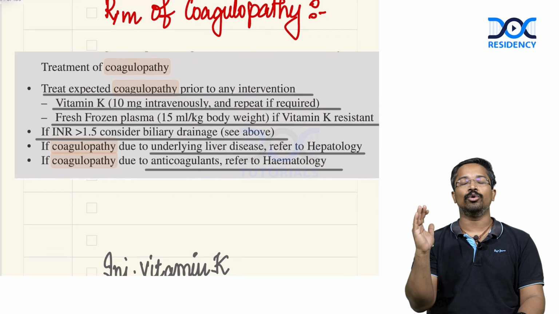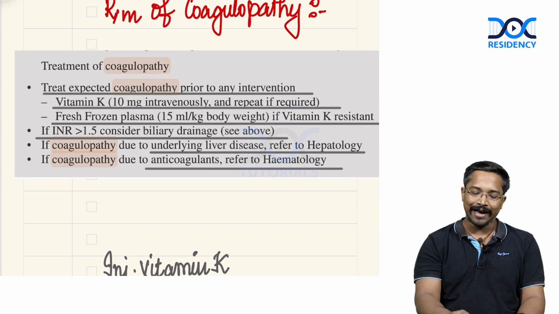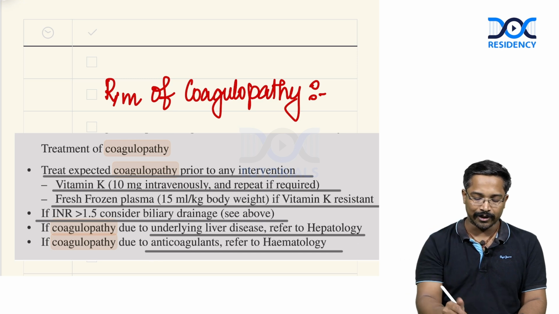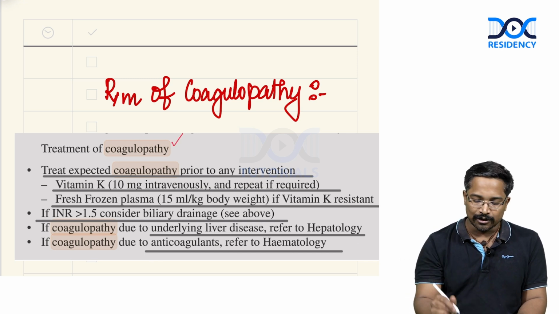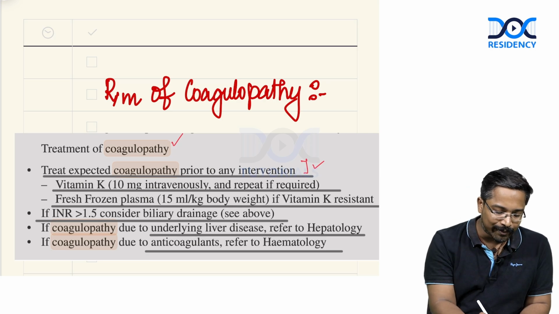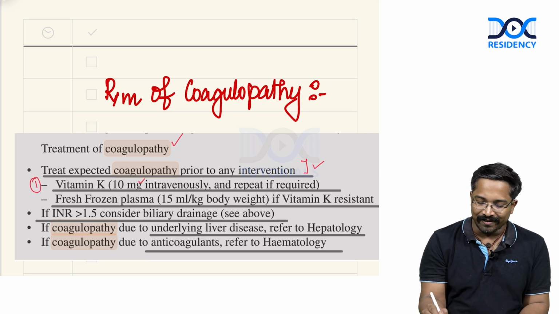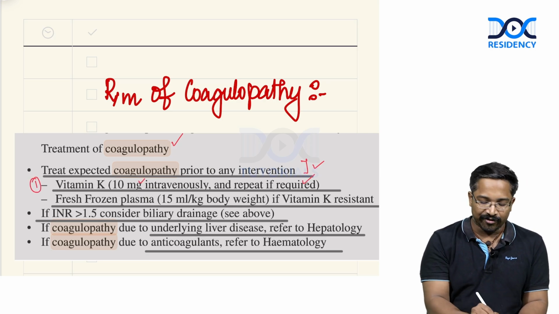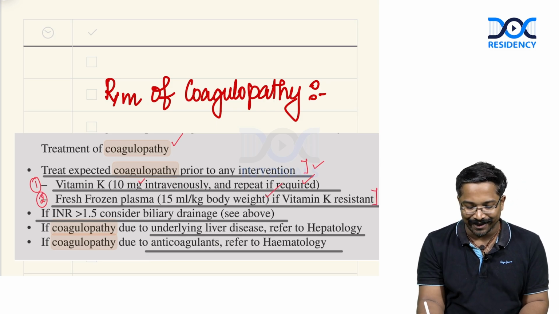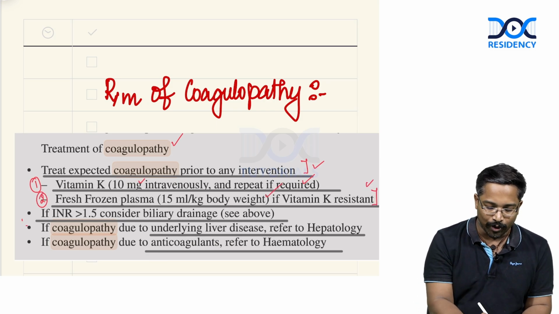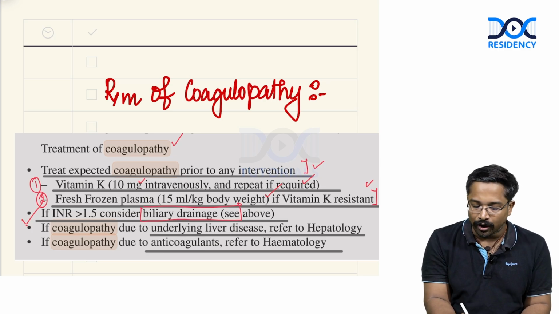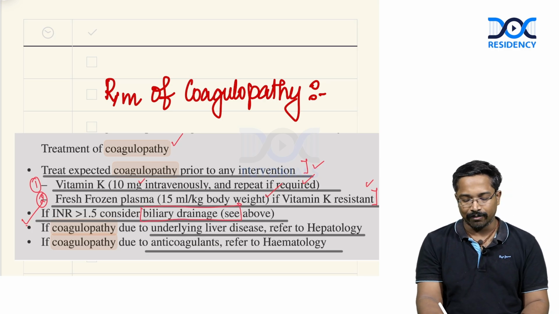So what are you going to do? We have a patient who has derangements of all this. So how to treat the coagulopathy for these patients? You treat the expected coagulopathy prior to any intervention. You start on vitamin K, 10 mg IV, and repeat if required. FFP 15 ml per kg body weight if vitamin K resistant, and if INR is greater than 1.5, consider biliary drainage in the form of stenting or percutaneous transhepatic biliary drainage.